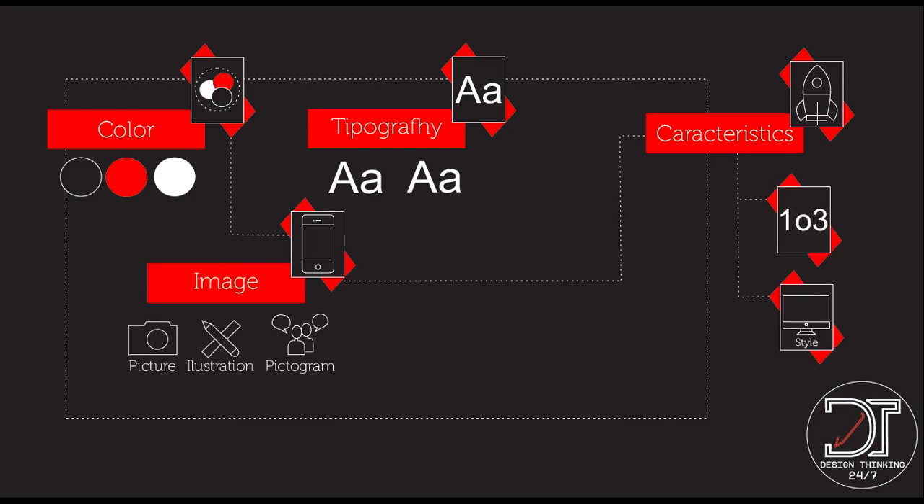After that, you pick the kind of image that you're gonna use. You choose pictures, illustrations, or pictograms. If you choose pictures, you have to choose them with the same color, for example, black and white, or full color, or if it has a special treatment. The illustration, it's a big word, illustration, so it has to be the same kind of illustration as well. And also, you can choose pictograms.